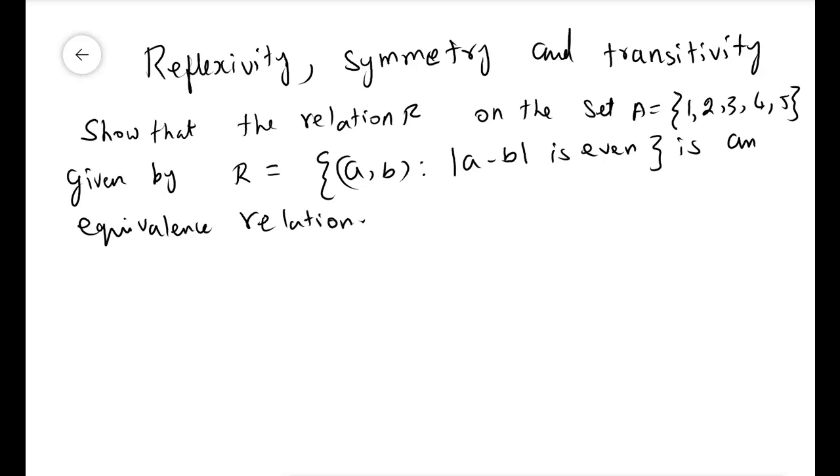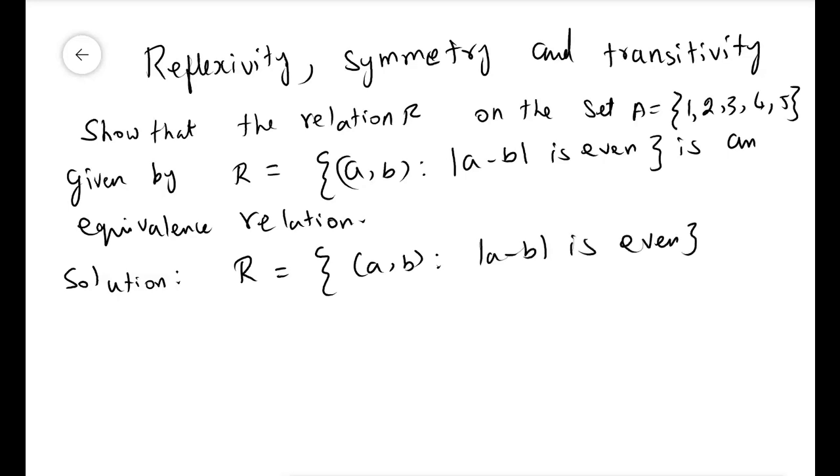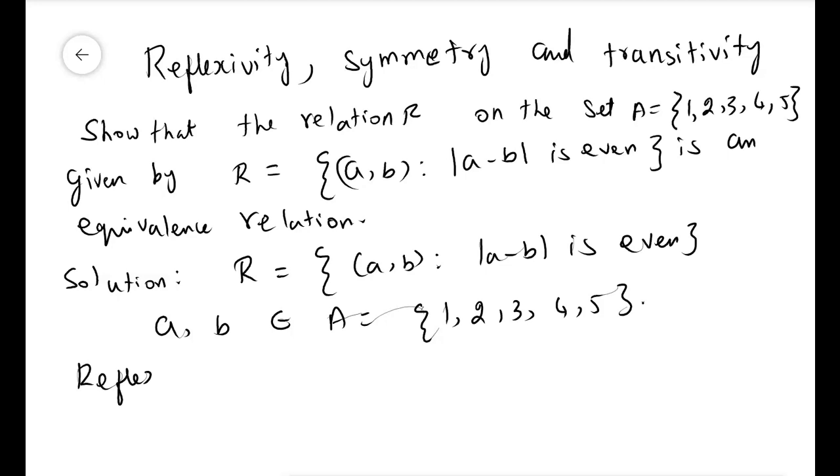Alright. Now let us look into the solution. Given R is equal to {(a, b) such that modulus of a minus b is even}, where a, b belong to A equals {1, 2, 3, 4, 5}. First let us check for reflexivity.